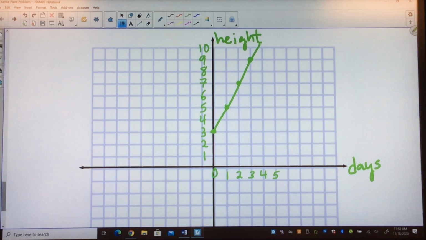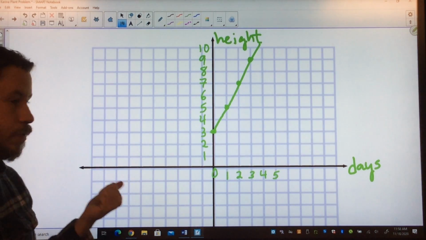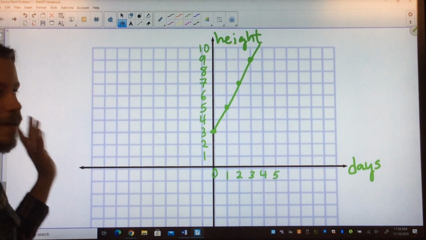Now, in the next video, we're going to look at our linear equation, our linear model, and we're going to look at our graph, and we're going to draw some connections between the two.